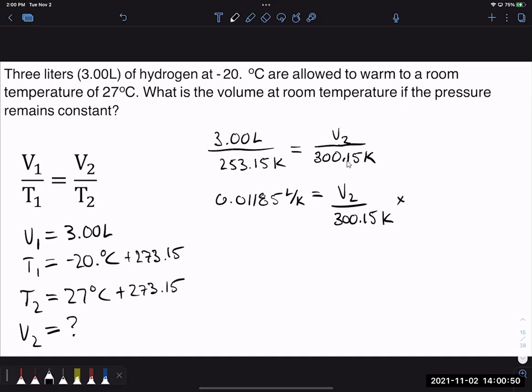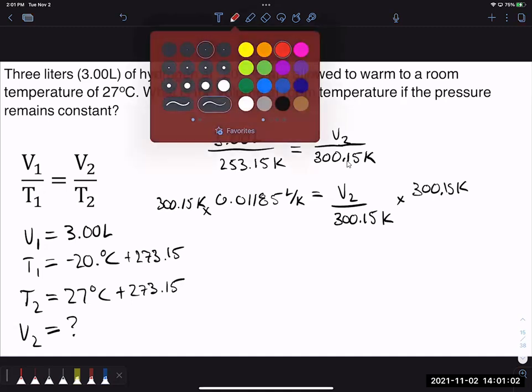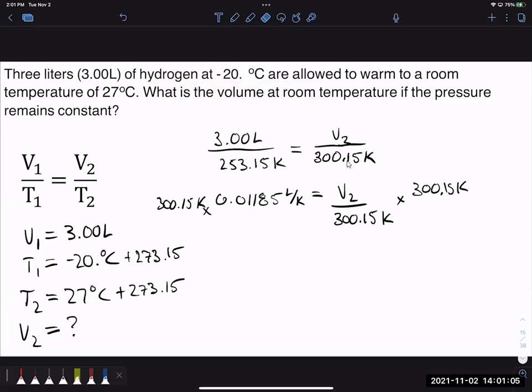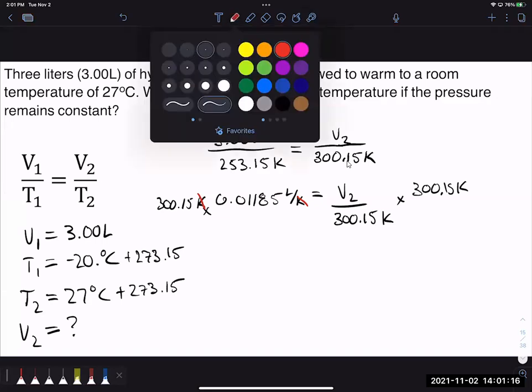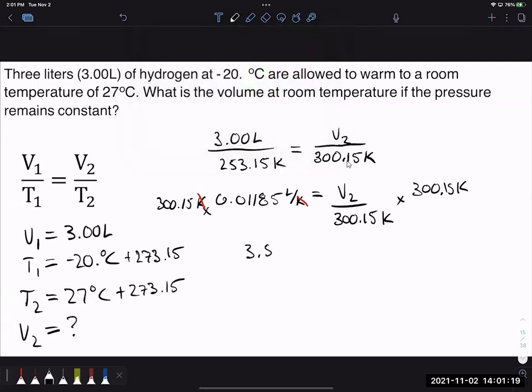And then we're multiplying both sides by 300.15 Kelvin. When we multiply these, Kelvin will cancel out and we'll be left with liters, which is what we're looking for. So we'll multiply by 300.15. We had 2 sig figs, so you get 3.6 liters equals our volume 2.